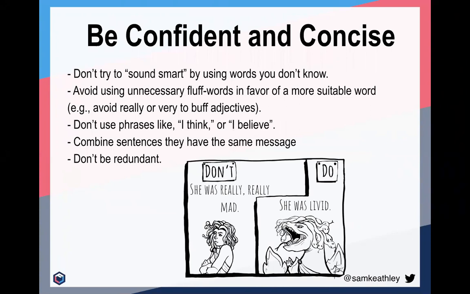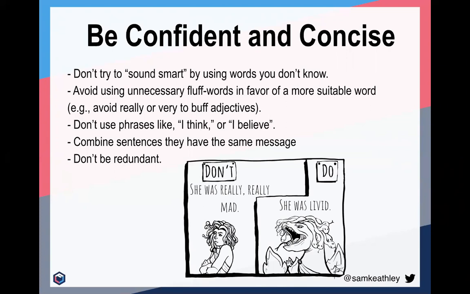Now I'm going to get into general tips for writing better. One of the big ones is being confident, but also concise. So don't try to sound smart by using words that you're not familiar with or phrases that you don't understand. If you're writing about something that you're learning about, it's important that you show your knowledge, but don't show your uncertainty.